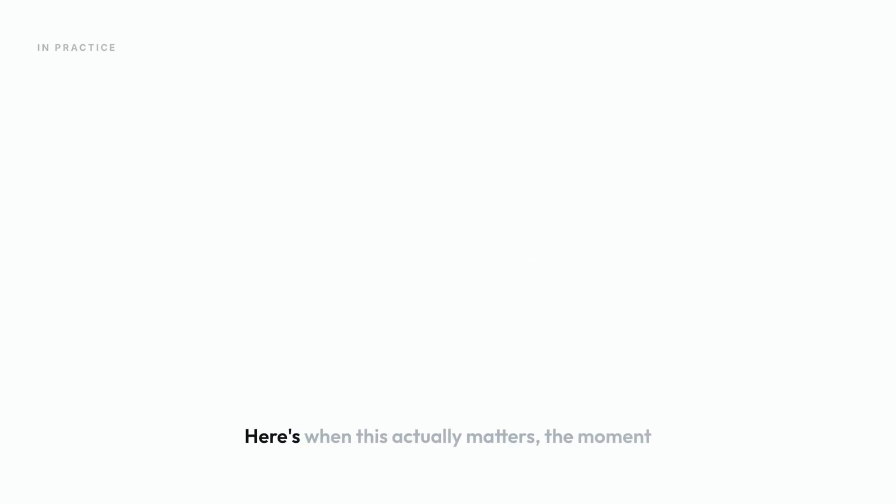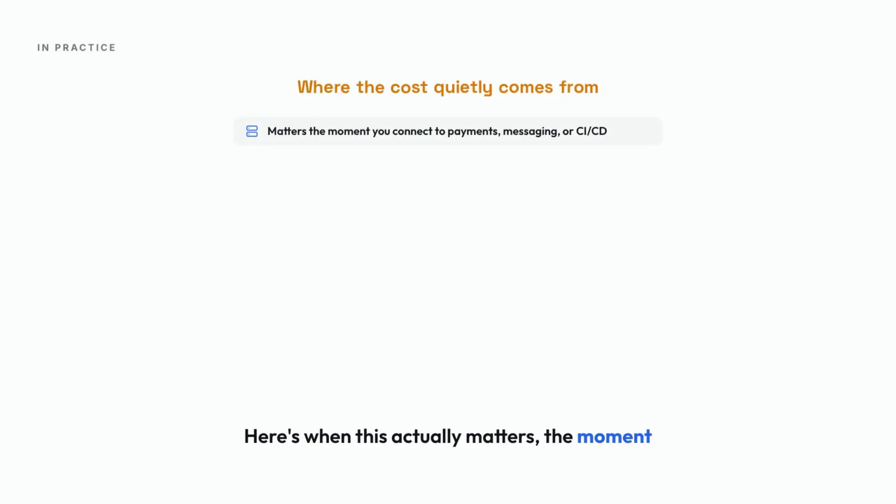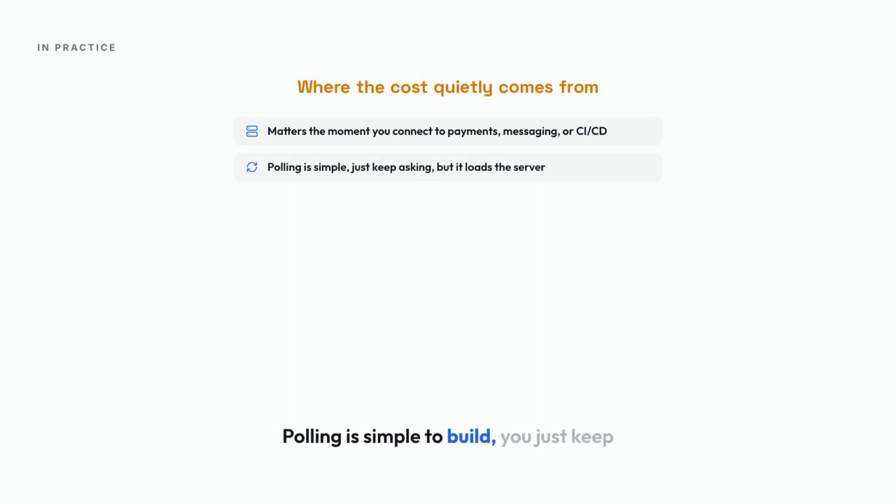So here's how this actually plays out when you're building something real, and how to decide which one you actually need. Here's when this actually matters. The moment you connect to another service like payments, messaging, or CI/CD, and you need to know the instant something changes. There's a trade-off worth knowing too. Polling is simple to build. You just keep asking over and over. But every one of those requests adds load to the server, and that adds up in cost.